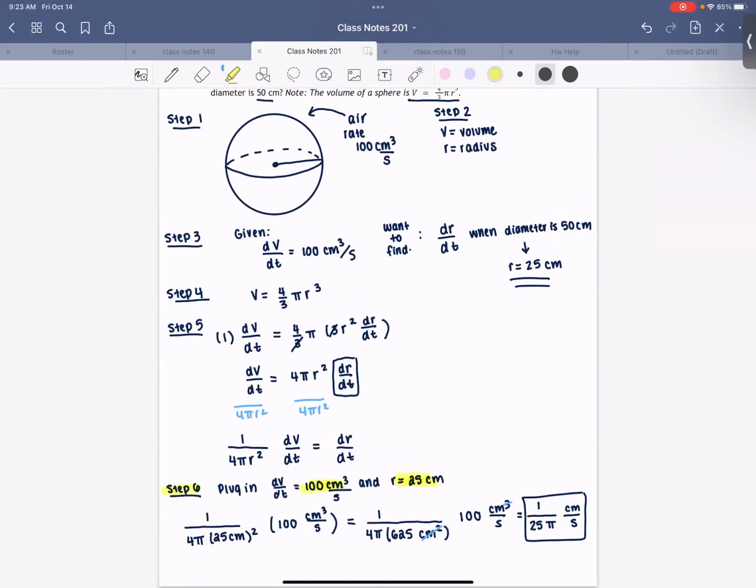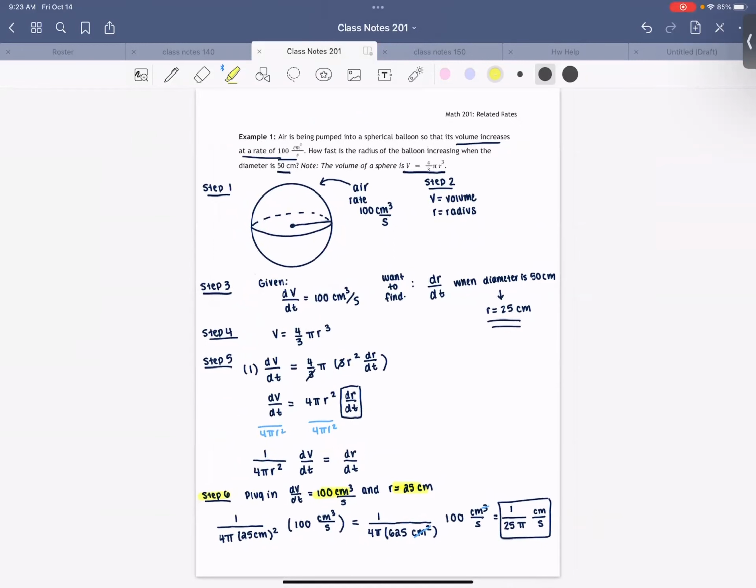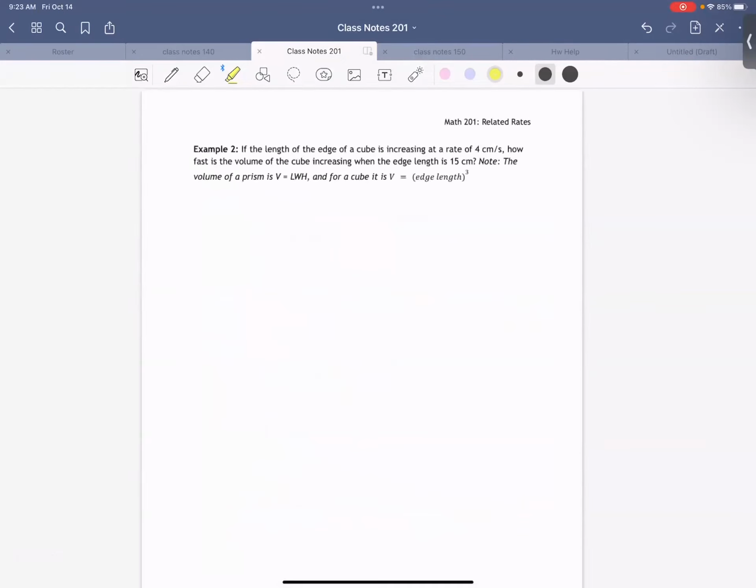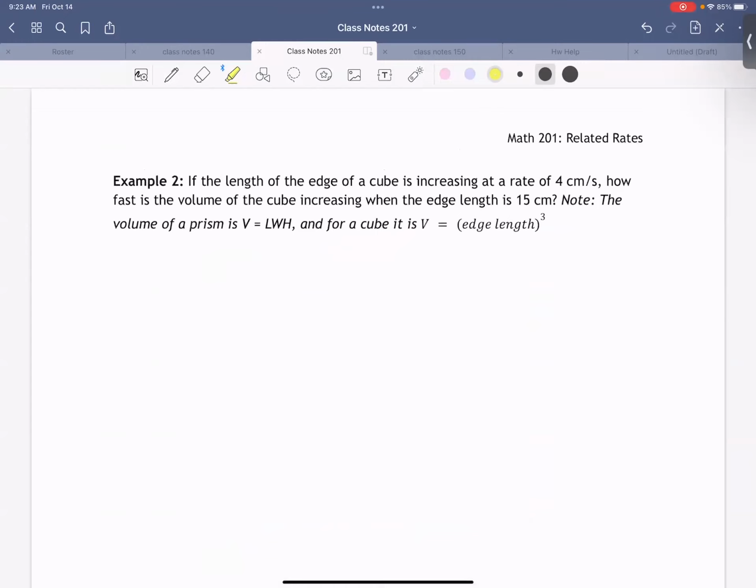If you flip over to the next page, we have another type of question. I feel pretty confident that you can do this one on your own. I'm going to give you a few minutes to work on it, and just to keep things consistent, for notation, use x as your edge length, so that all our notes look the same.